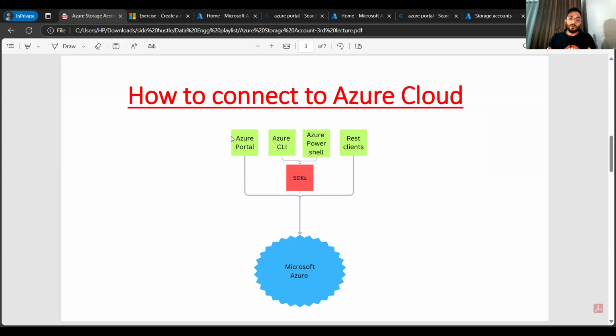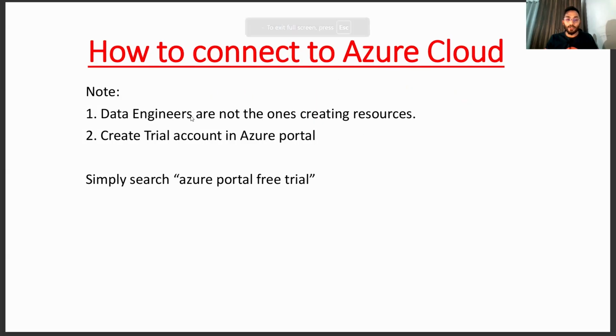And also, as a data engineer, what we can do is simply email our client or our stakeholders for our Azure portal link, and then they will provide us some link, and we can simply click on the link and connect to our portal. Moving on to the next slide, I've already mentioned this. Data engineers are not the ones creating these resources. We just use them. Second point is create a trial account in Azure portal.